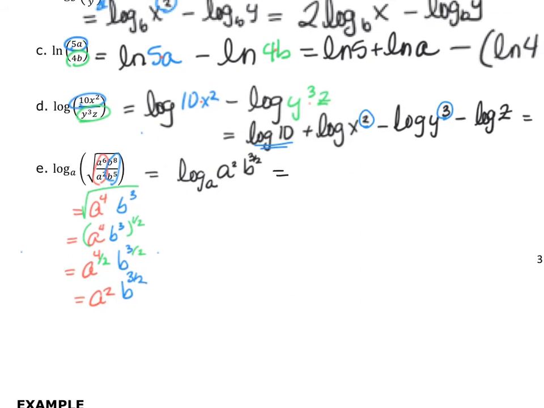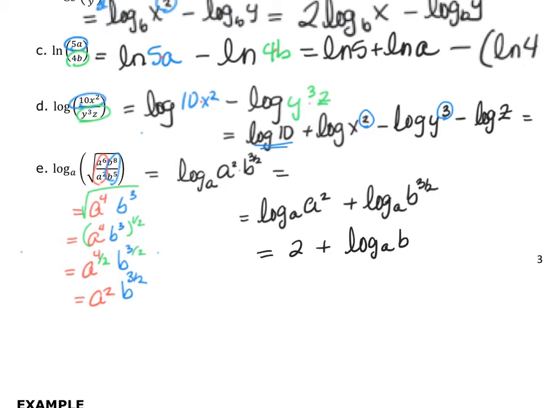Now, what's going on between a and b is still multiplication, so I am going to break it apart with a product rule. So this is going to be equal to the log base a of a squared plus the log base a of b to the 3 over 2. Log base a of a to a power is just equal to that power, so this is going to be equal to 2 plus the log base a of b to the 3 over 2. Oh, but I could have taken care of that exponent at the same time, so let's bring that exponent out front as a multiplier, so just 3 over 2. And that's my final answer.